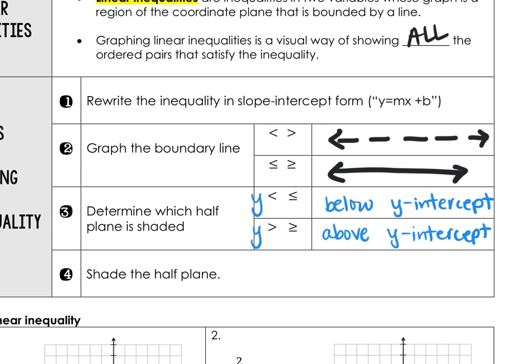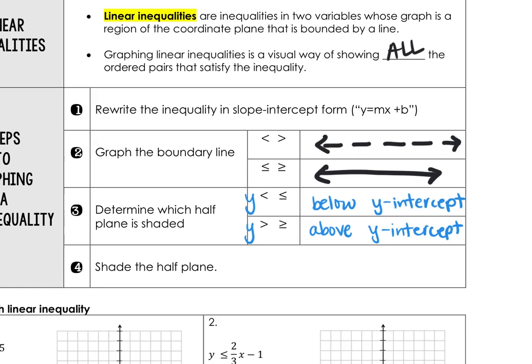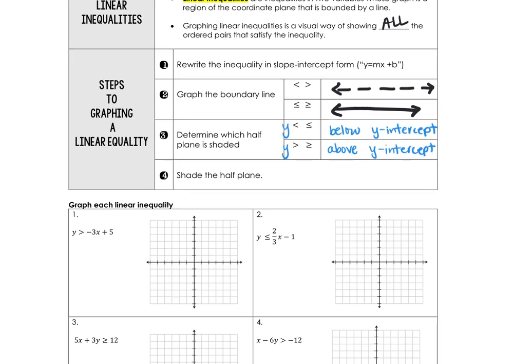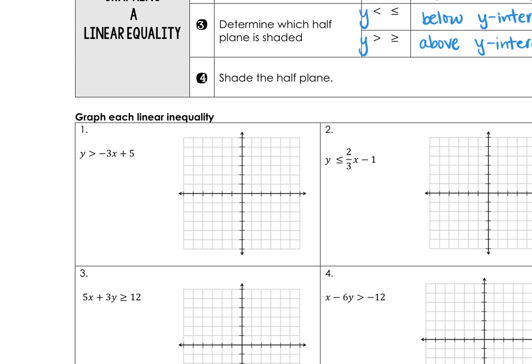So after you decide if you're shading above or below in number 3, then your step number 4, the last thing you're going to do is actually shade that half plane. So shade the region of the grid that includes those solutions. So we're going to work through all 6 of these together so that you have plenty of examples, and then we'll jump into our formative.